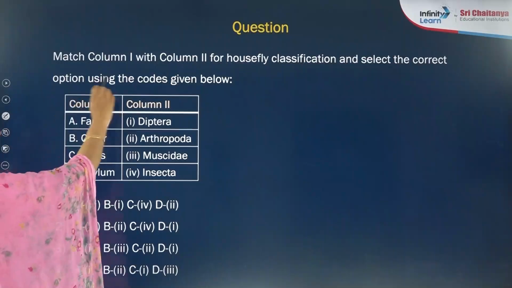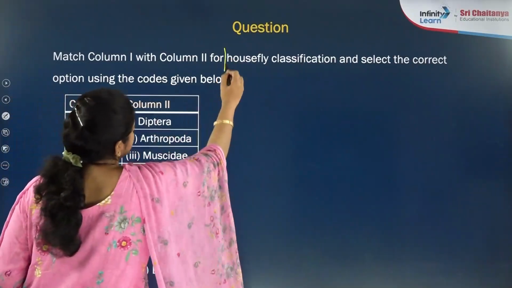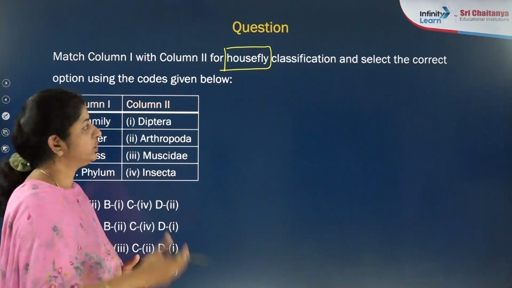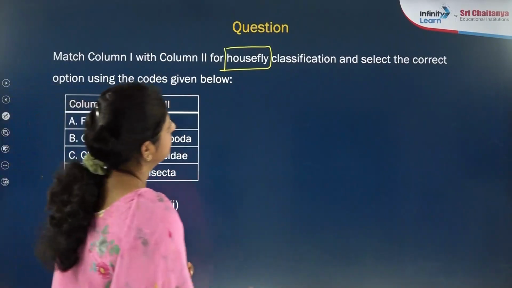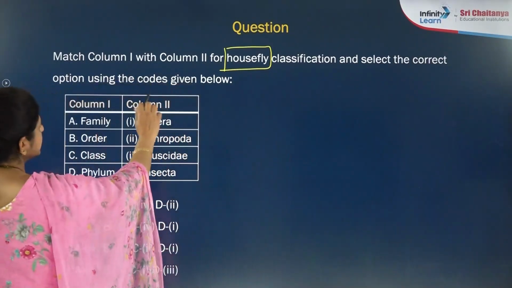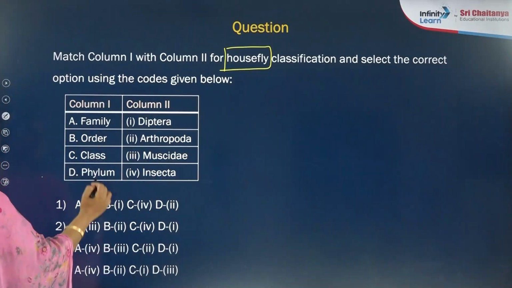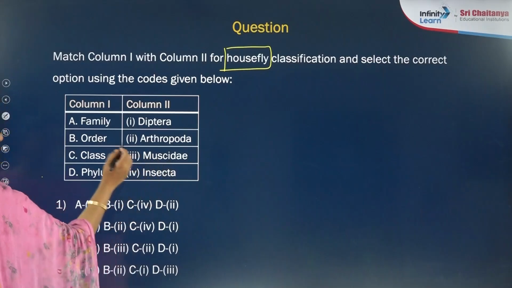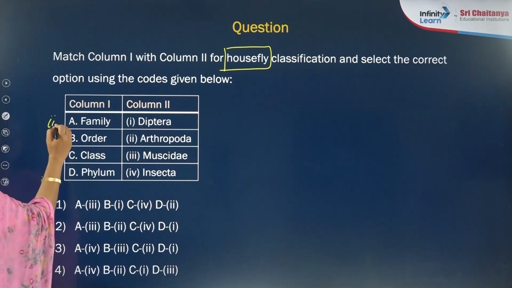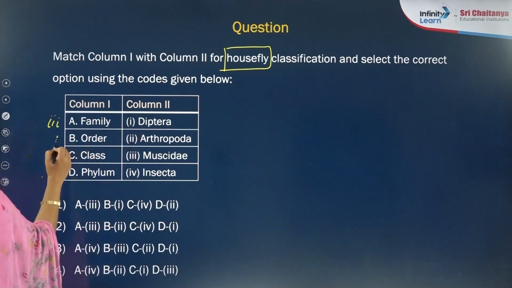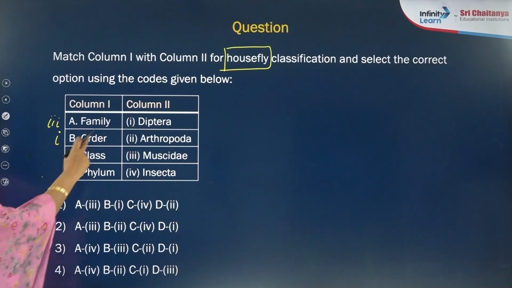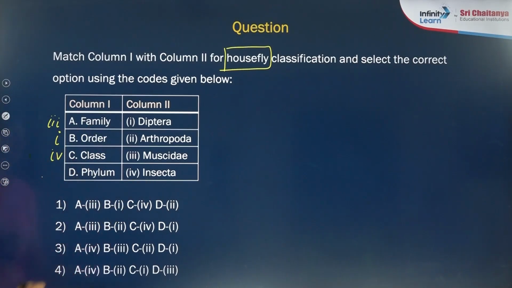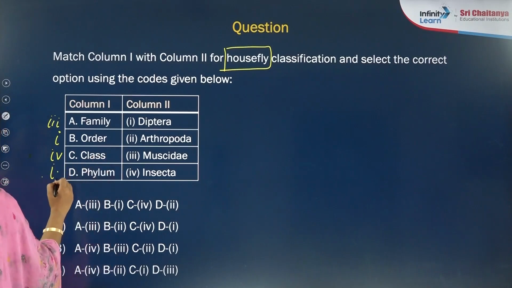Now, they are saying match column 1 with column 2 for housefly. You should mark your hint words in the question. Housefly classification, and select the correct option using the codes given below. Column 1: family. Family you can match with Muscidae, which means it will be 3 here. Order belongs to Diptera, right? Class belongs to Insecta here, and phylum belongs to Arthropoda.